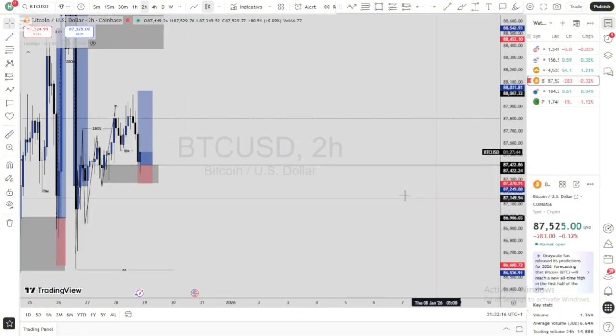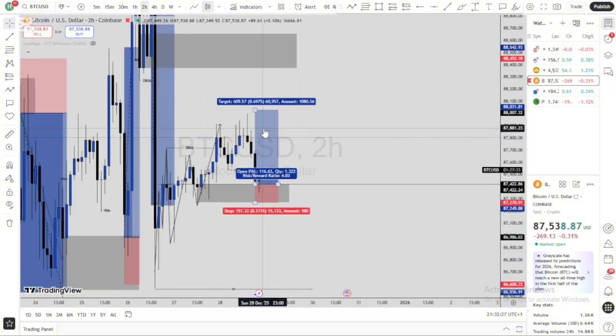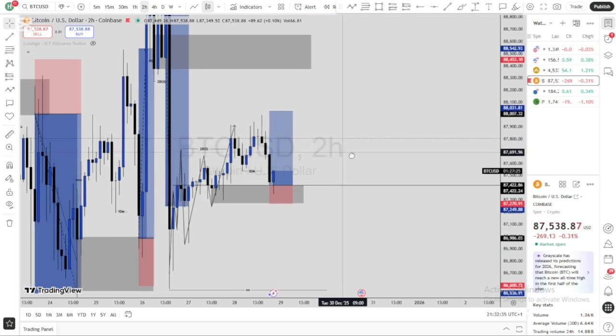So yeah, that's it, guys. I'll be keeping you guys updated if it hits SL or if it hits TP, guys. So stay put. And you can see the risk to reward ratio kind of aligned with my minimum. I tend to target a 1:4 RR. So yeah, let's just see to that. I'll be keeping you guys updated.